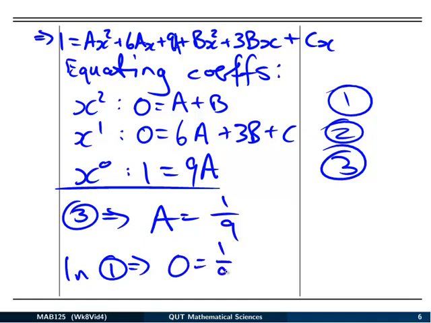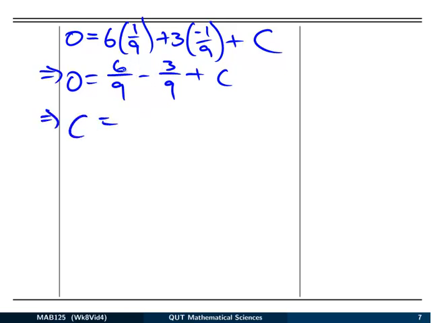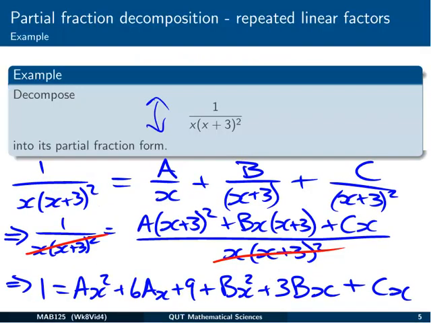We get 0 is equal to 1 on 9 plus b, so b is minus 1 on 9. And then we can go over and use both those values in equation 2 to figure out what c is. So we have 0 is 6 by a plus 3 by b plus c, and we put in the values for a and b there. And then we have 0 is 6 on 9 minus 3 on 9 plus c. So c is going to be equal to minus 3 on 9, or just minus 1/3 if we cancel that down. So we've got our a, b, and c values, and we can slot them back into this fraction here.